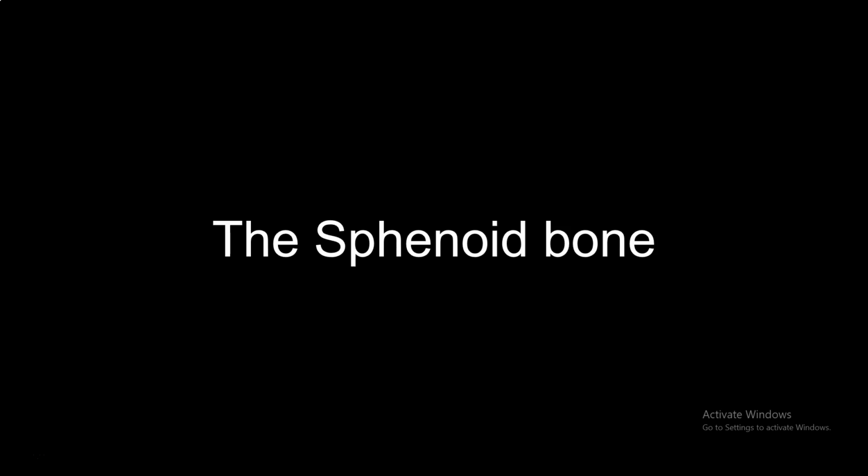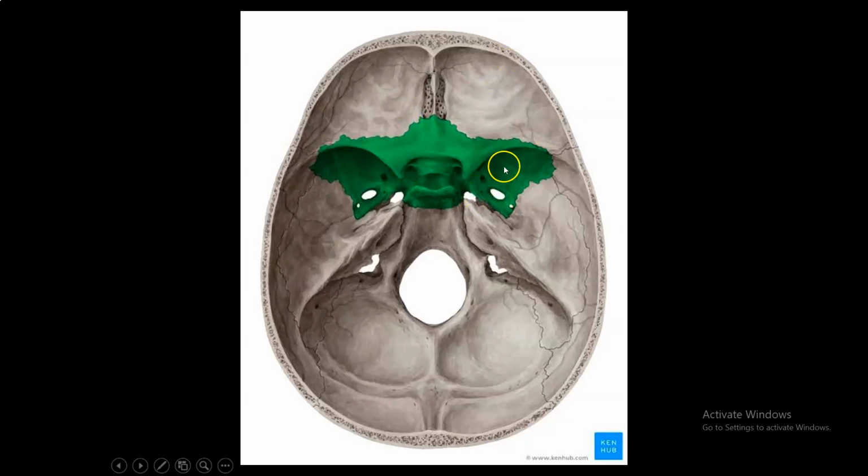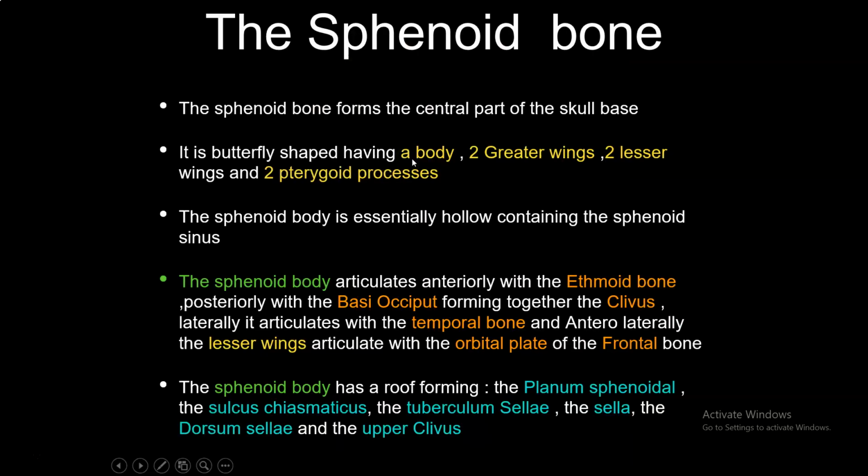So, the sphenoid bone. This is the sphenoid bone, and it is present in the central part of the base of the skull. And the sphenoid bone, as we said, is butterfly-shaped, having a body, two greater wings, two lesser wings, and two pterygoid processes. The sphenoid body is essentially hollow, containing the sphenoid sinus. So the sphenoid bone is a body, two greater wings, two lesser wings, and two pterygoid processes, like a butterfly.